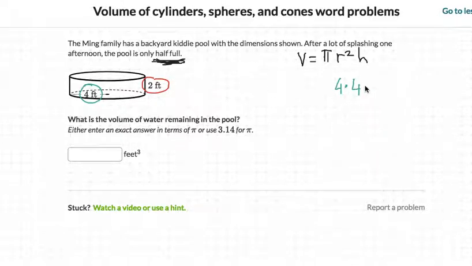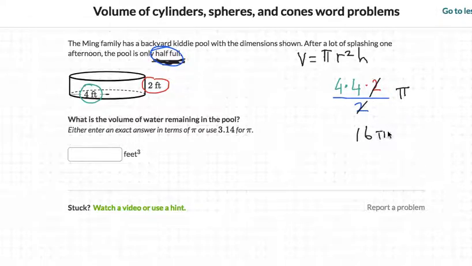And we've got times 2, which is our height. Okay, don't forget our pi. We're going to plug that in at the end. But we also have an issue here: we're talking about half full right here, so we're going to divide by 2. Okay, so there's our full calculation, full disclosure on all of that, and let's start calculating. 2 cancels out with 2. 4 times 4 is 16, so we have 16 pi.